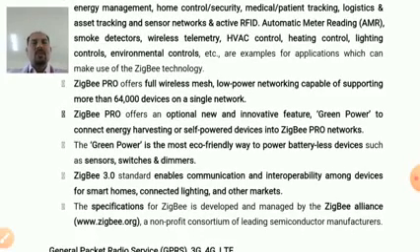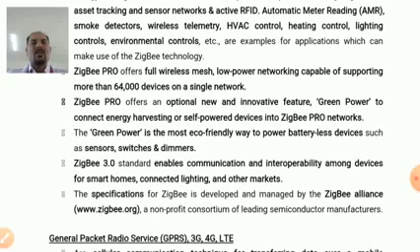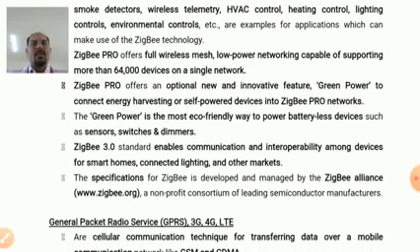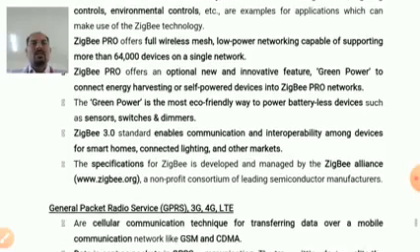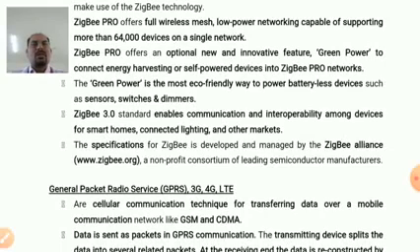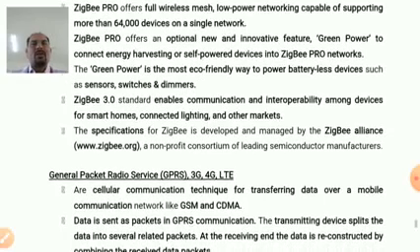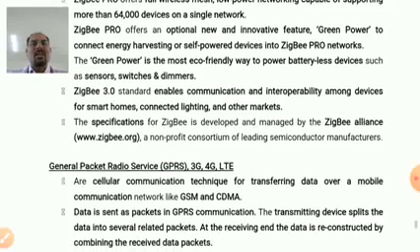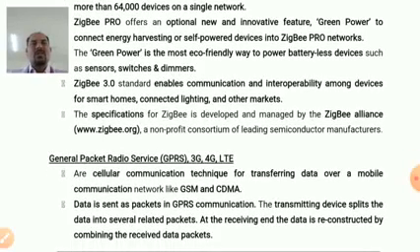Zigbee Pro offers full wireless mesh, low power networking capable of supporting more than 64,000 devices on a single network. It offers an innovative feature called Green Power, that is energy harvesting or self-powered devices in Zigbee Pro networks. Green Power is the most eco-friendly way to power battery-less devices such as sensors, switches, and dimmers. Zigbee 3.0 enables communication and interoperability among devices for smart homes, connected lighting, and other markets. The specifications for Zigbee are developed by the Zigbee Alliance.